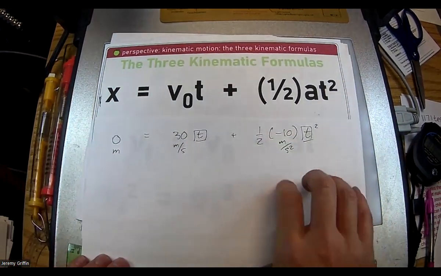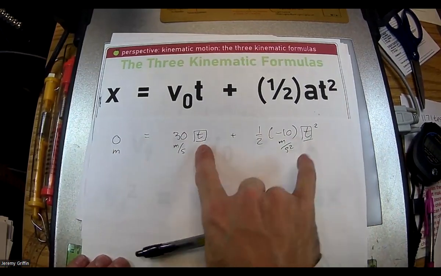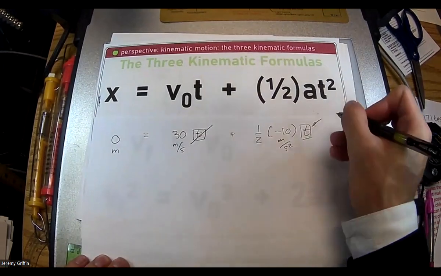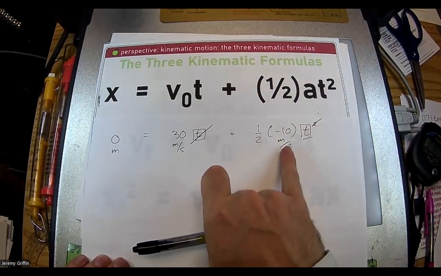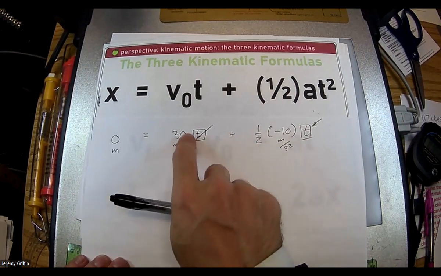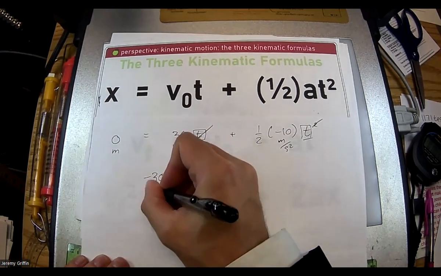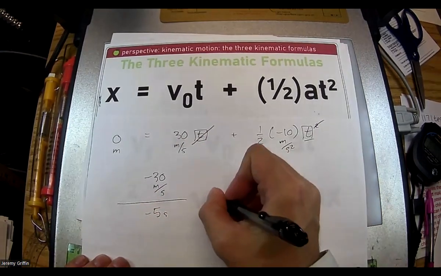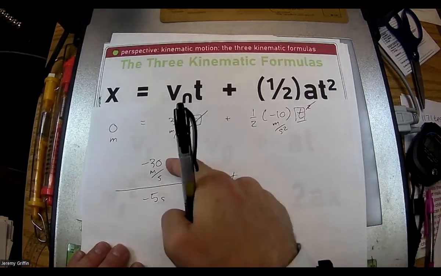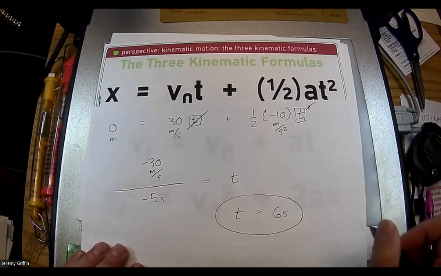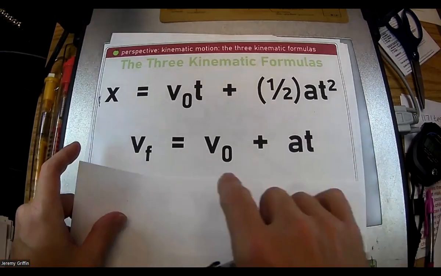Now, at a glance, this might look quadratic, except that because this is 0, can we just factor a t out? What's half of -10? -5. Subtract 30 over. Divide by those -5 seconds. So what's the time? 6 seconds. Okay.